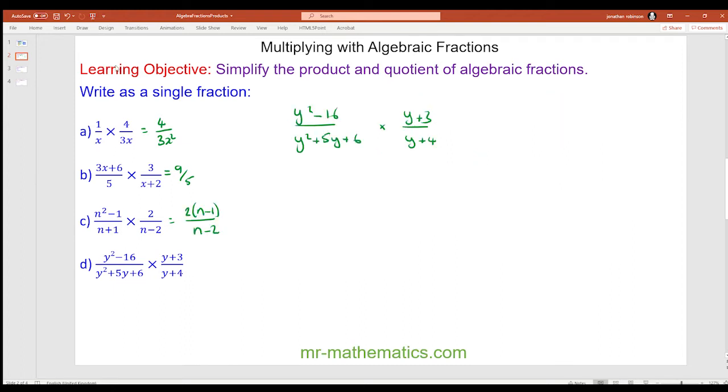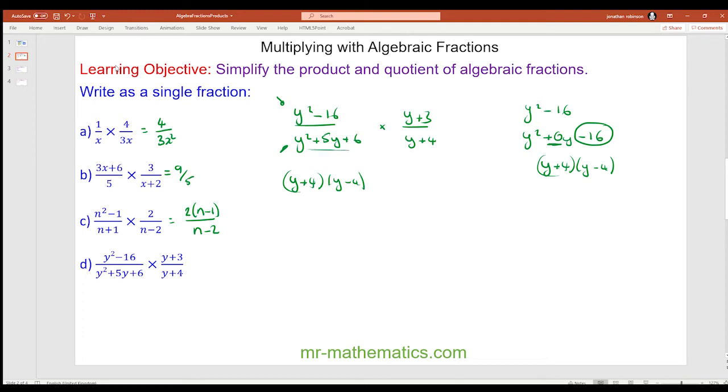Okay, for question D. Before we try and cross simplify, we're going to expand the numerator and the denominator, and maybe they will share some common factors. So to factorize y squared minus 16, we'll write it in its general form, y squared plus no y terms minus 16. Two numbers that multiply to make negative 16, but add to make the zero y, are y plus 4 and y minus 4. Again, this is the difference of two squares. So we have y plus 4, lots of y minus 4.